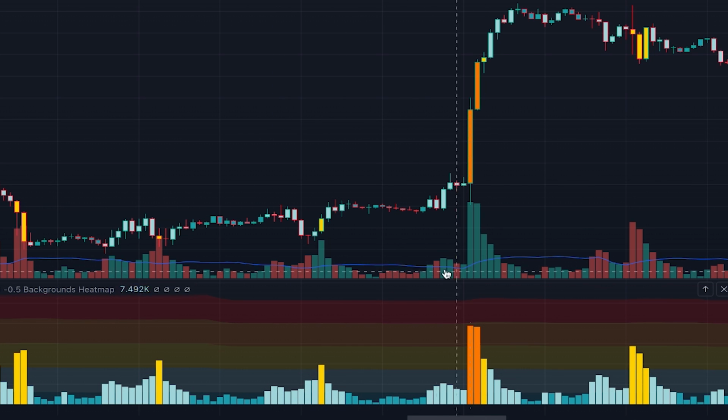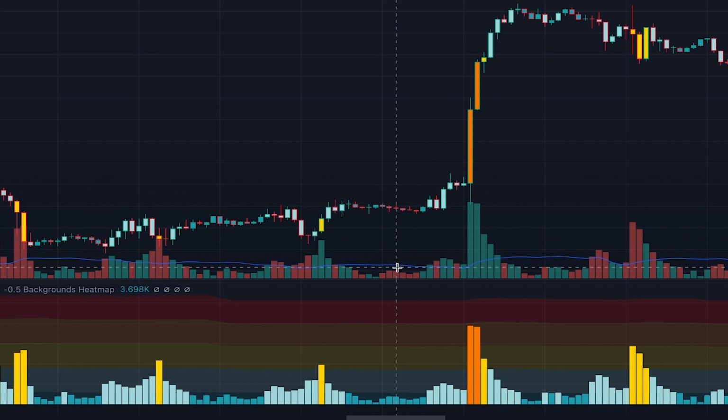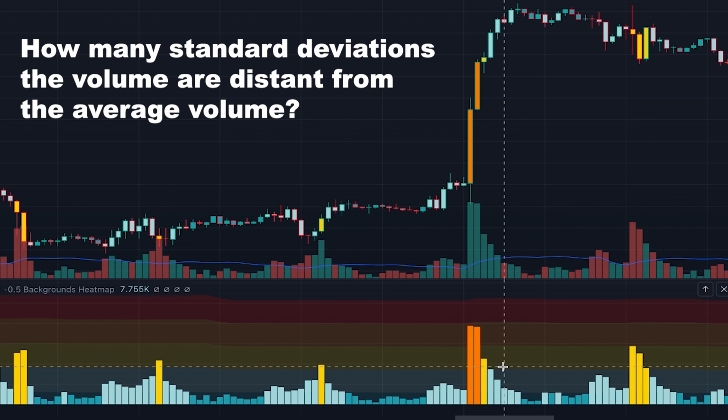Here we have only green and red, where the colors of these bars are based on the color of the candles. That's why the colors are not very important in this indicator, and the focus is more on the amount of the volume for each candle. But in this new volume indicator, each color has a meaning and shows different levels of traded volume for each candle, and the calculation is based on how many standard deviations the volume bars are far from the average volume.